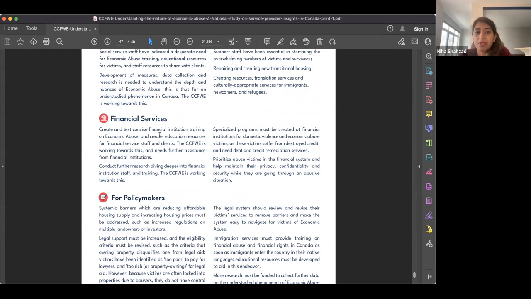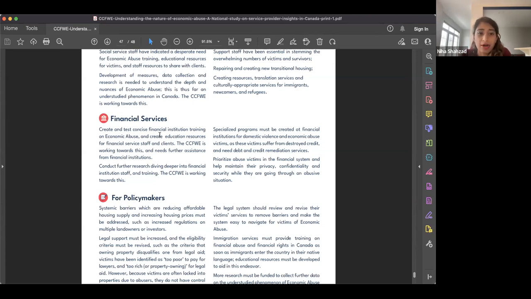I think I may have forgotten to mention, but we did also survey financial services and financial institutions as well. What we heard from financial services was that, again, we need to create and test financial institution training on economic abuse. We found in our study that less than 30% of financial institution staff have had training on domestic economic abuse, which wasn't surprising, but definitely needs to be addressed, because around 60% had training on elder financial abuse but hadn't gotten this training on the domestic, intimate partner violence side. But over 60% of them said they want to have that training. It just doesn't exist yet.